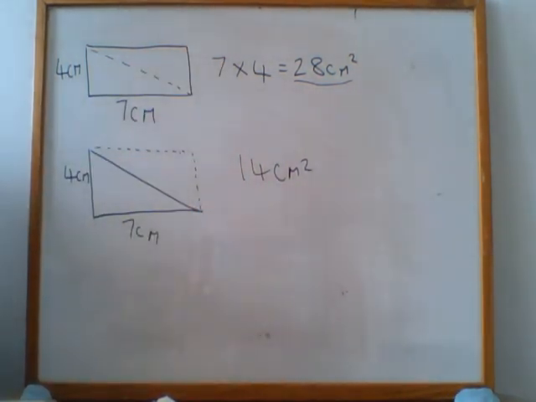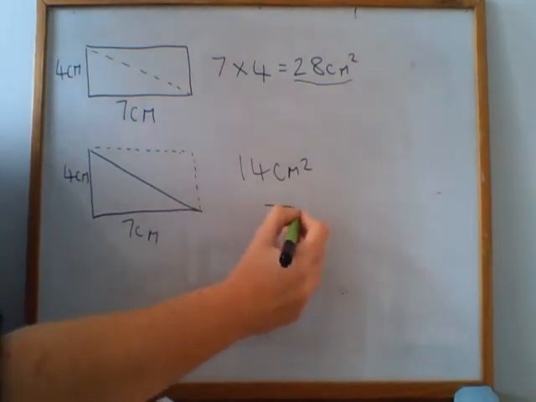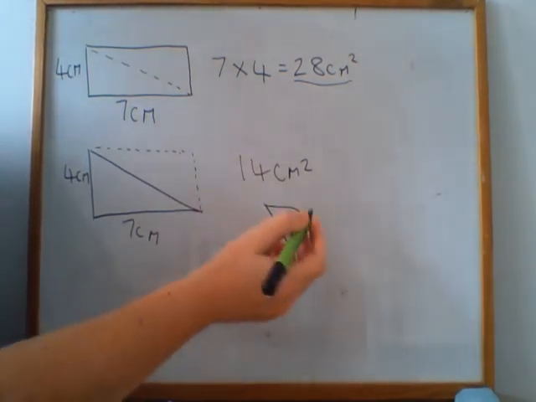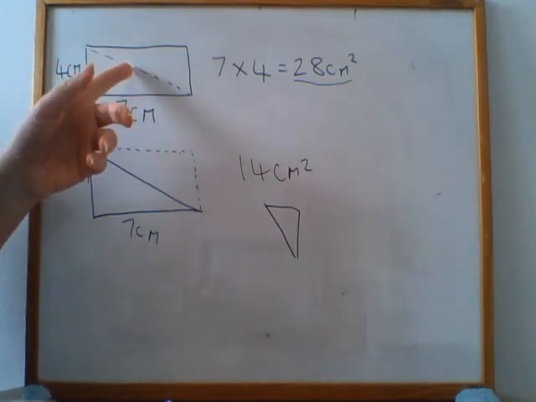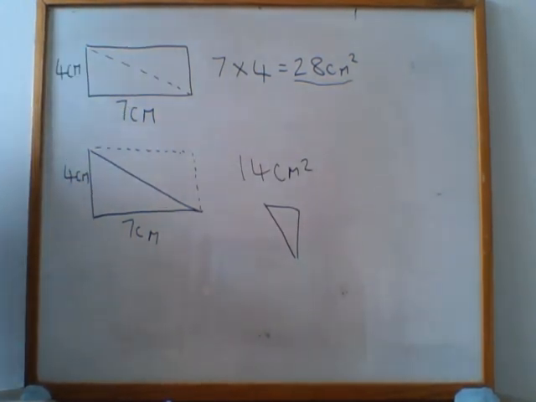You can have a go with different right angled triangles. You can put them up in different ways until you can see, hopefully, that the right angled triangle is half of the rectangle. Therefore, to find out the area of it, you're going to be thinking about half of that area.